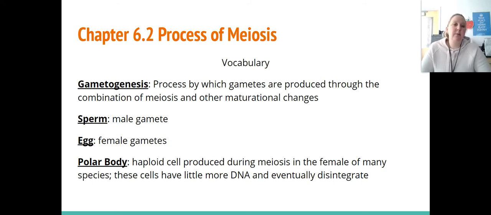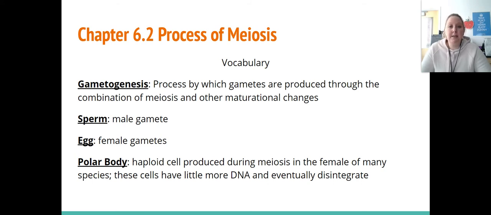Gametogenesis is the process by which gametes are produced through the combination of meiosis and other maturational changes. So just because meiosis occurs doesn't mean that the body has matured enough for sexual reproduction to happen. A sperm is our male gamete and an egg is our female gamete.